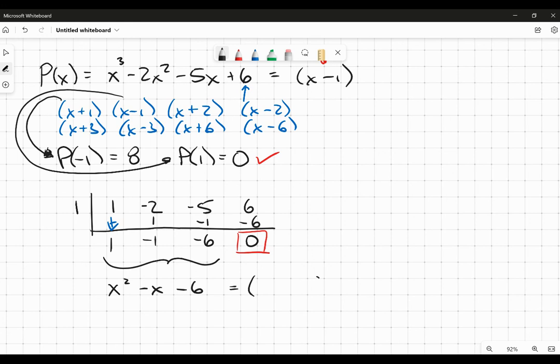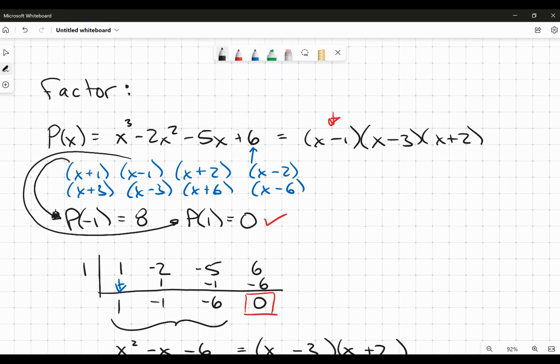Now let's take a moment and factor the quadratic, because factoring a quadratic should be pretty easy at this point. You would have been doing this for quite a while. So I'm looking for factors of -6 that add to -1. And I think the answer is pretty clear. That's going to be -3 plus 2 after you play with that a little bit, which means the other factors that I'm looking for are x minus 3 and x plus 2.